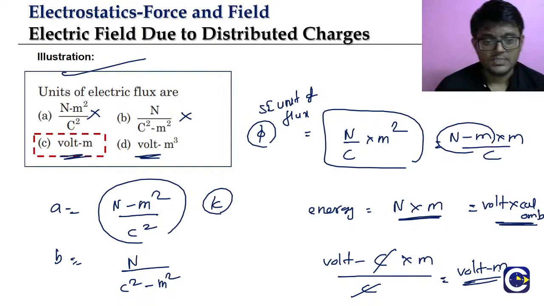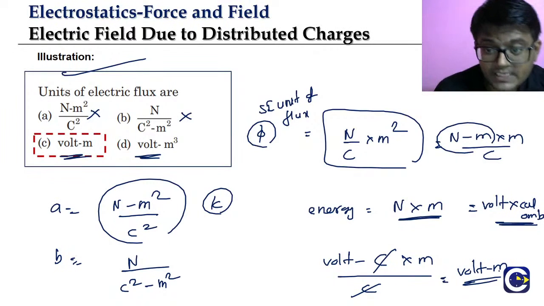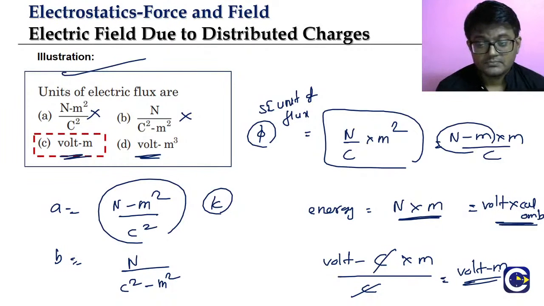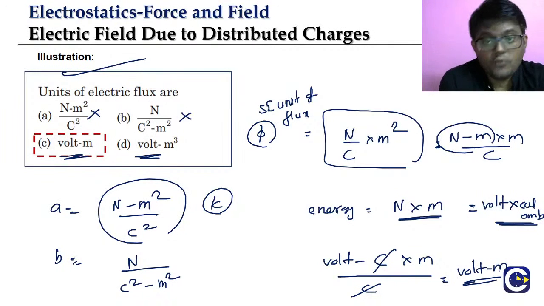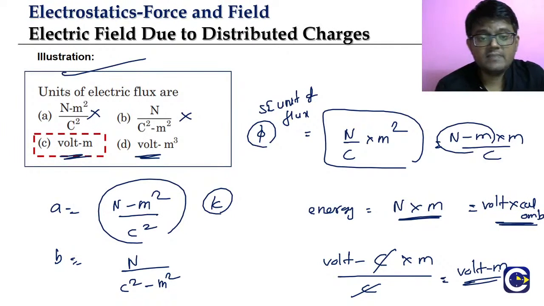Check, what is the answer guys? Option C. So we already said the SI unit is Newton per coulomb into meter square. But in the options that is not there, and they are giving the SI unit in terms of some other unit instead of Newton, in terms of volt. That is the reason. The quantities we will see in electrostatics, current electricity or even the magnetism chapters, for a physical quantity we can express units in different ways.